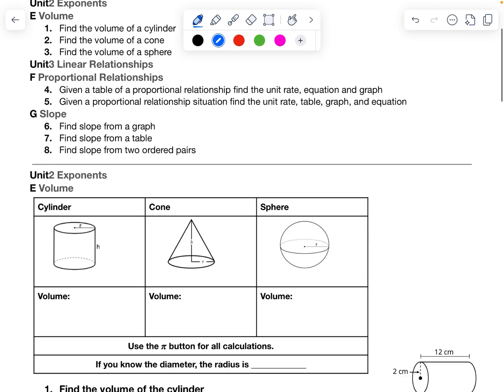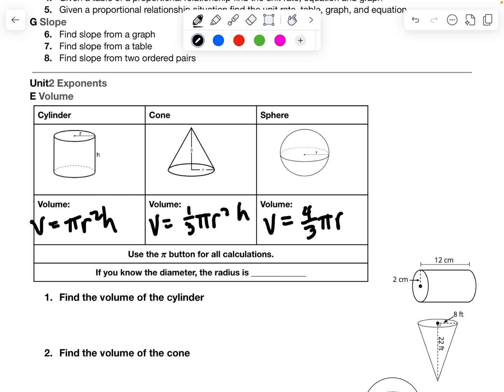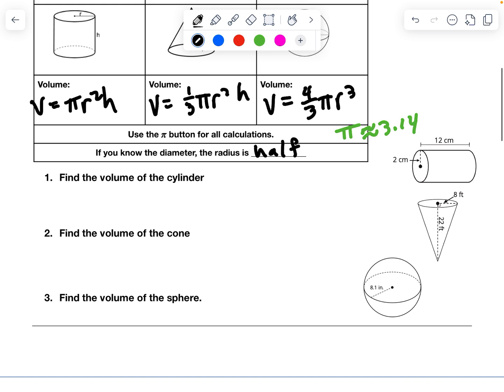So the first thing on our list is volume of a cylinder, cone, and sphere. So we're going to write down the volume formulas. The volume of a cylinder is pi r squared h. The volume of a cone is 1/3 pi r squared h. And the volume of a sphere is 4/3 pi r cubed. We're going to use the pi button for all calculations unless we say to use 3.14. Changes things a little bit, but it works. And if you don't know the radius, the radius is half the diameter. So if I ever give you the diameter, you don't use that in the problem. You use the radius.